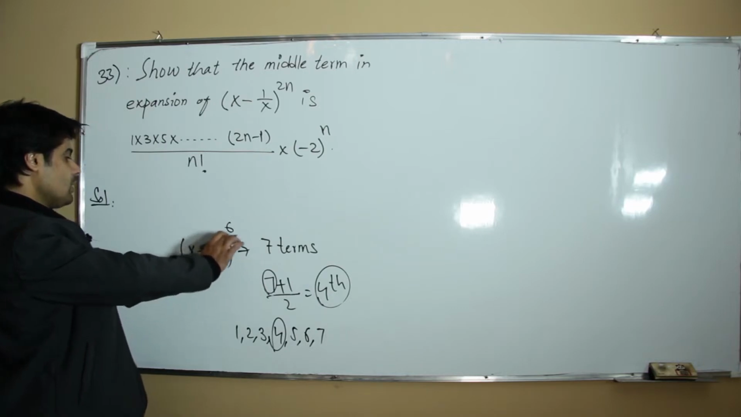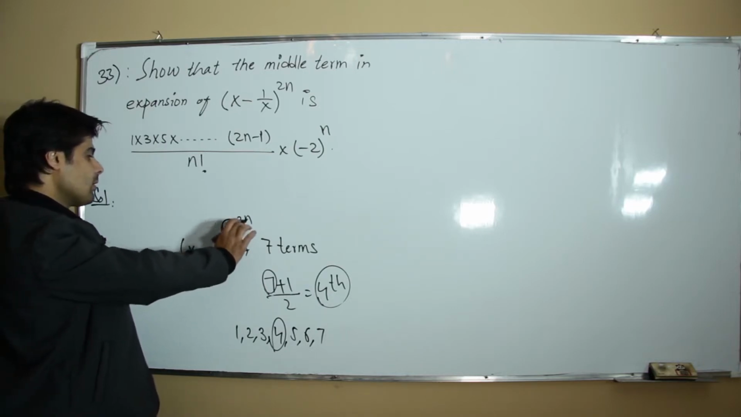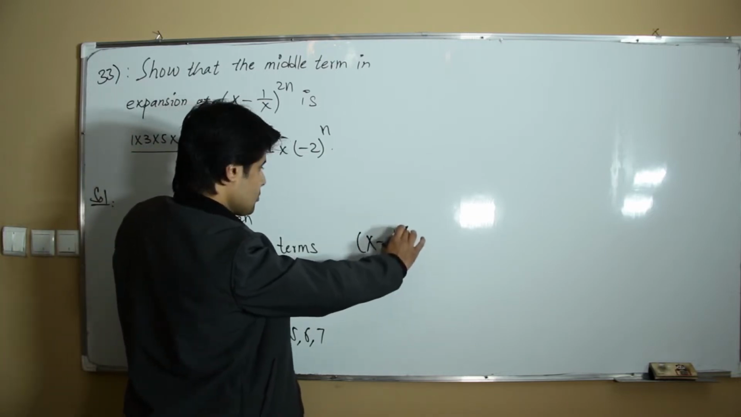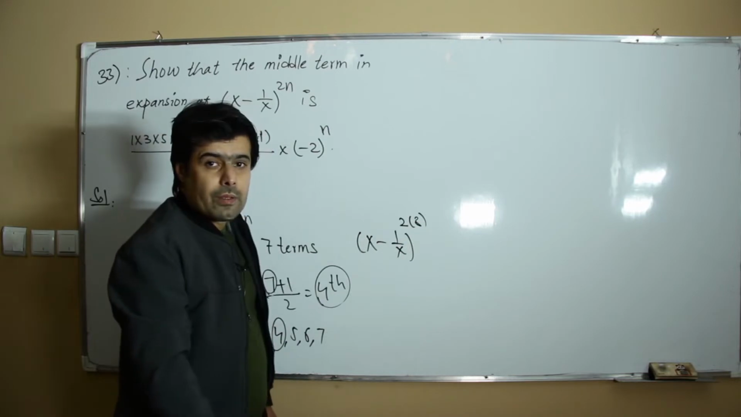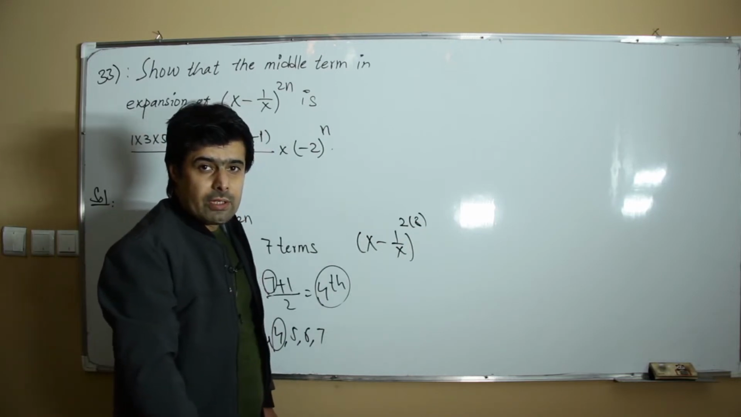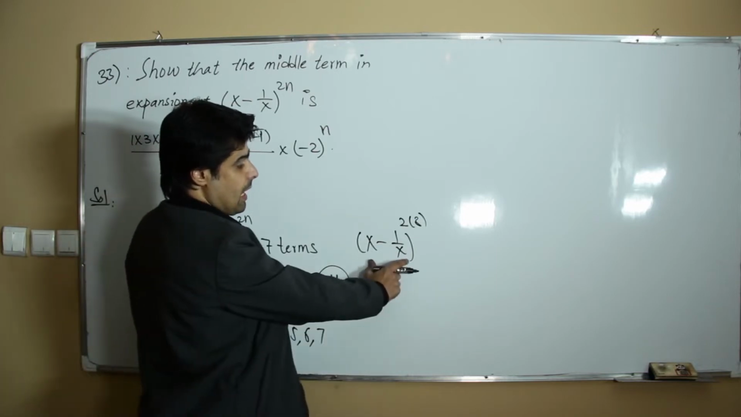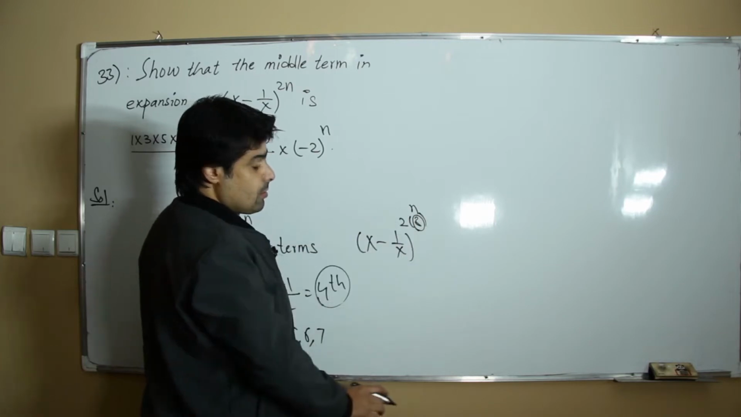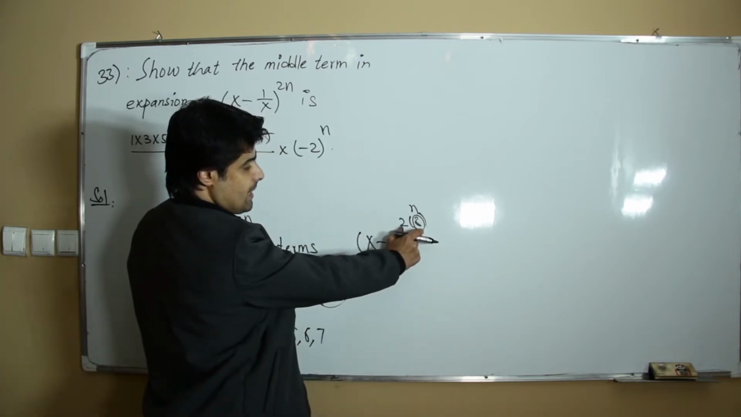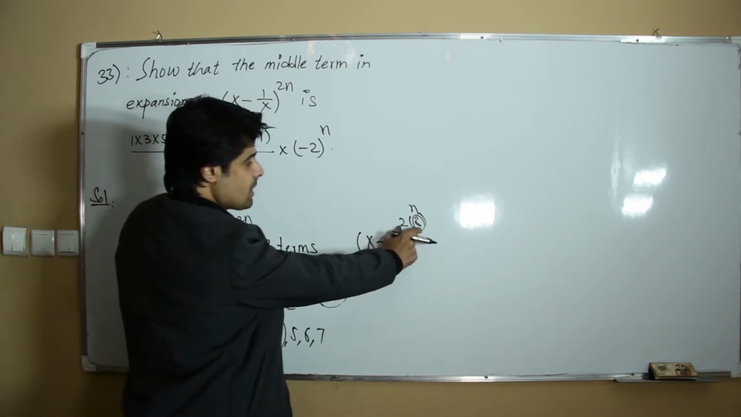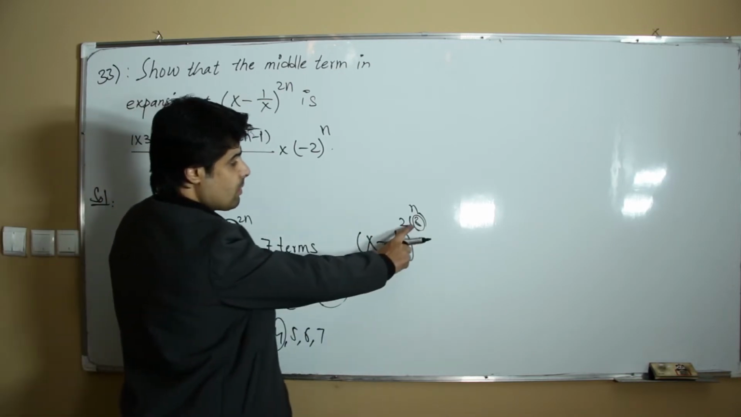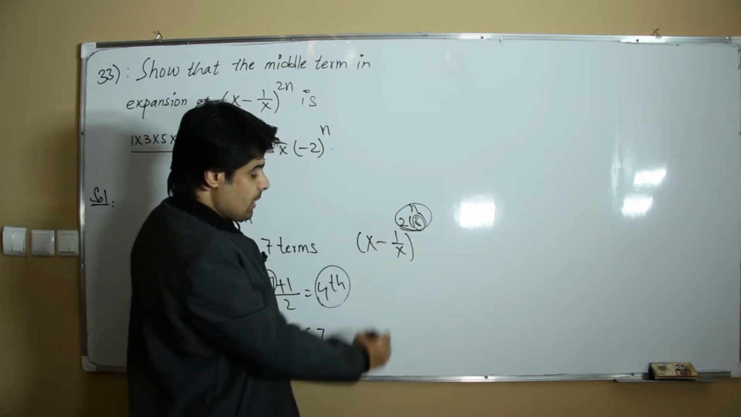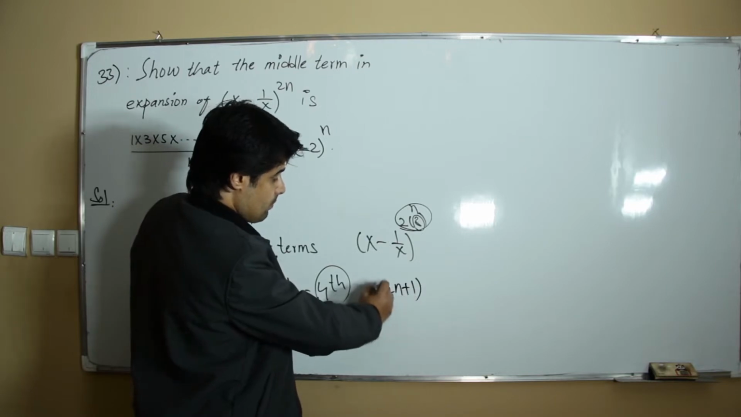If I say that this one is 2n, it means (x minus 1 divided by x) raised to the power 2 times 3. Now, how many terms does it have? It has an odd number of terms. If this is n, if this one is 6, we have 7 terms. If this one is 8, we have 9 terms. If this one is 2n, then how many terms do we have? We have 2n plus 1 terms.